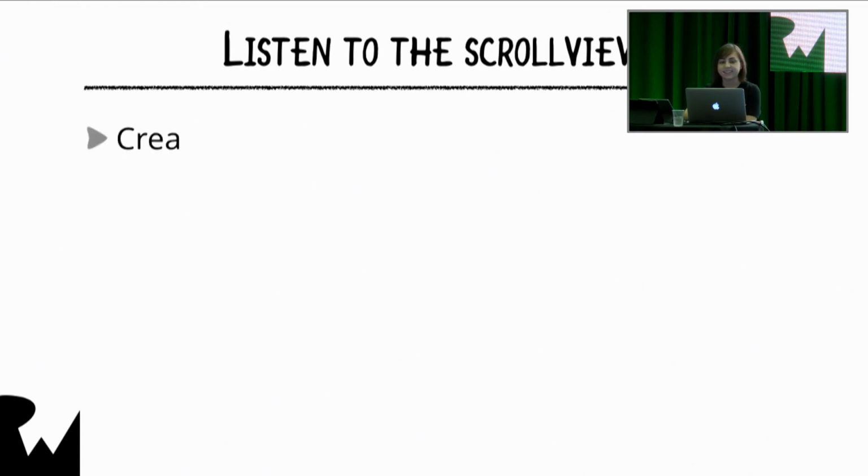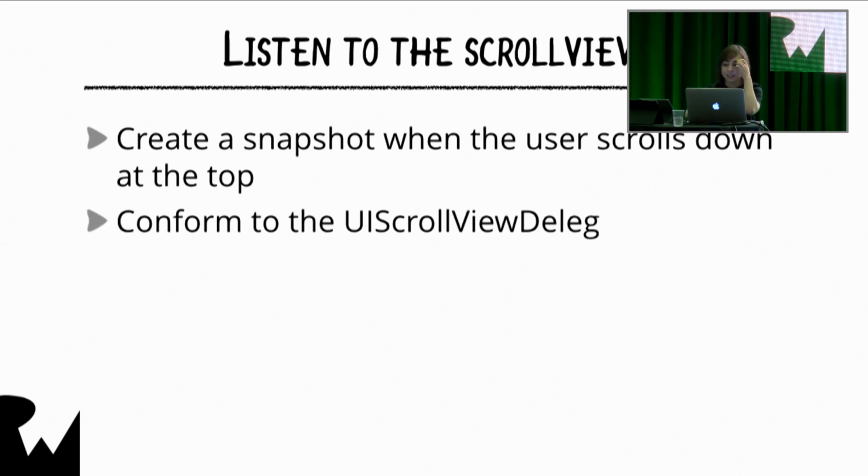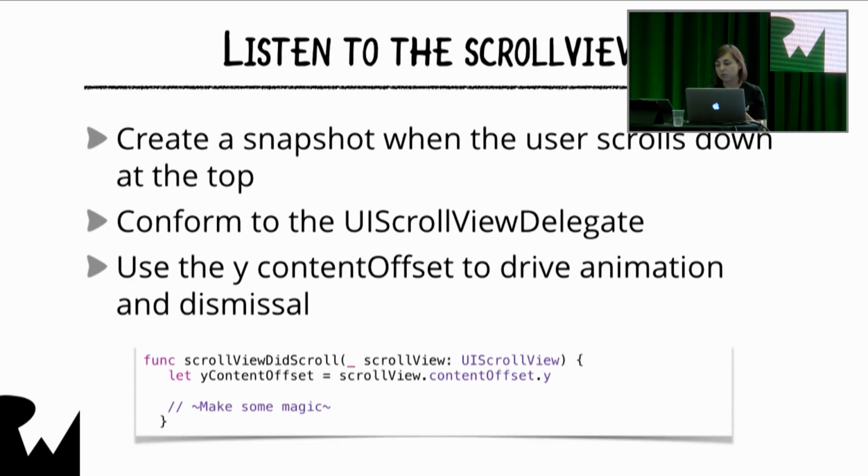So what is our game plan? So first, we will create a snapshot of the screen as soon as the user sees the detail view controller. Next, we are going to conform to the UIScrollViewDelegate methods to listen to when the user is scrolling up or down. And then in the scrollViewDidScroll method, we'll check whether they are scrolling up or down to know what view to present.